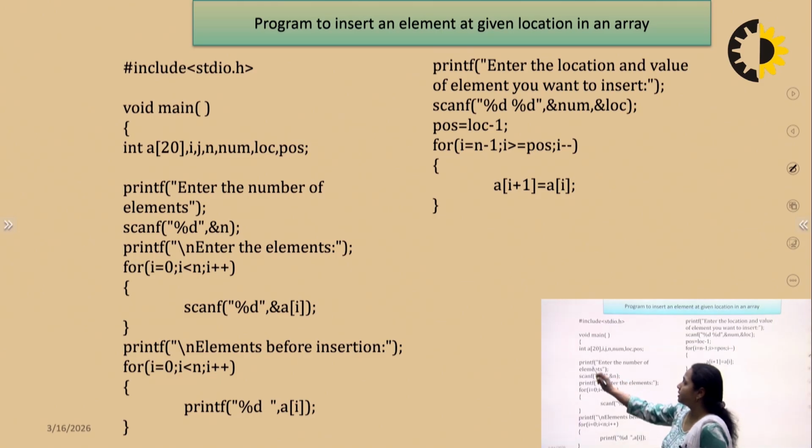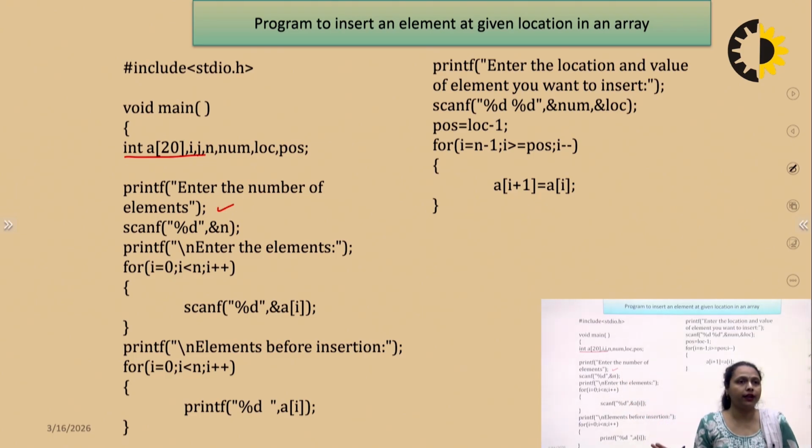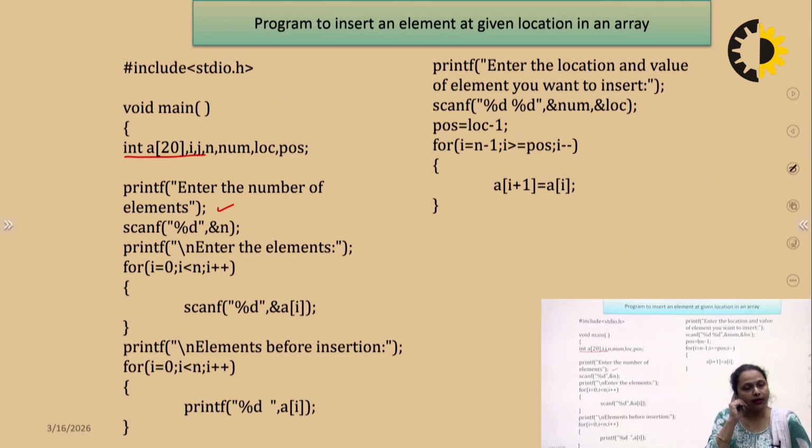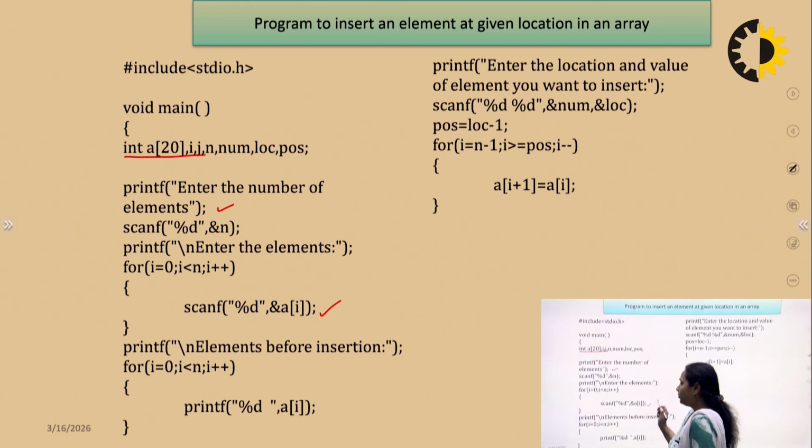So for this, first of all, the declaration statement is there. Then we are asking for the size of the array, which we have already discussed in the previous program also. Then we have taken input from the user side, that is the total number of elements in the array. After that, before insertion, we will print the array. So till here, the program is the same, which was discussed in the previous slide also.